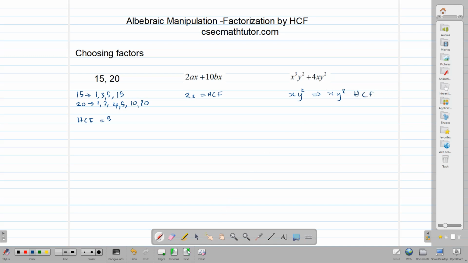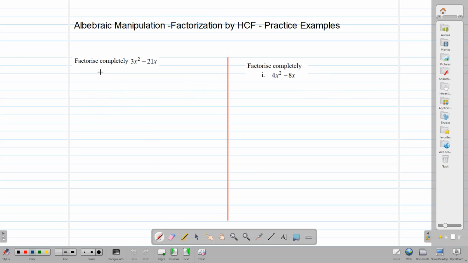Let's see how this works out in an actual question. This question says factorize completely 3x squared minus 21x. And notice the word completely. Completely means we should not leave any factors in there. So we must pick out the highest common factor for both terms, this term and that term. Looking at it, we realize that both terms can be divided by 3. 3 can divide 3, 3 can divide 21. So we choose our 3 as our highest common factor. We also notice that both terms have x, so we choose the lower x. This one has x squared, this one has x, so we choose x. We open a bracket. And now we are going to divide both of these terms by our 3x.